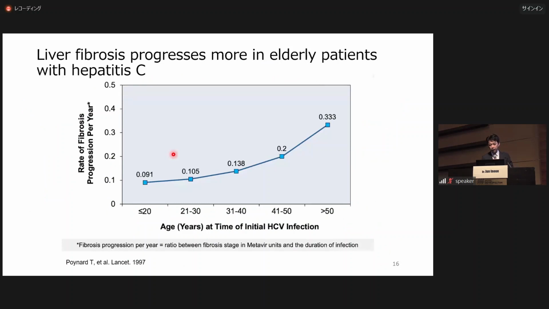As you know, liver fibrosis progression is more rapid in elderly patients. This graph shows that if the patients were infected with HCV at an older age, the fibrosis progressed more rapidly. So aging, in other words senescence, is very important in HCV infection.